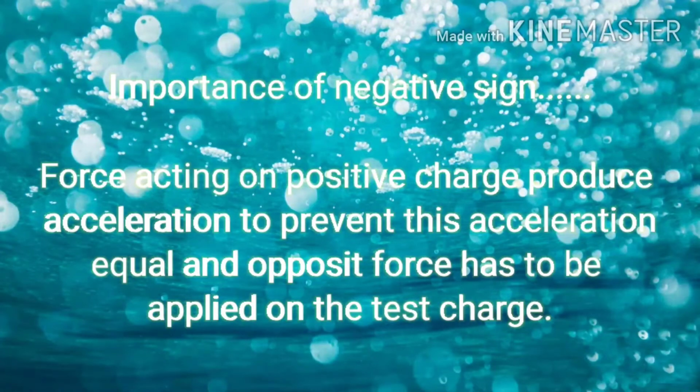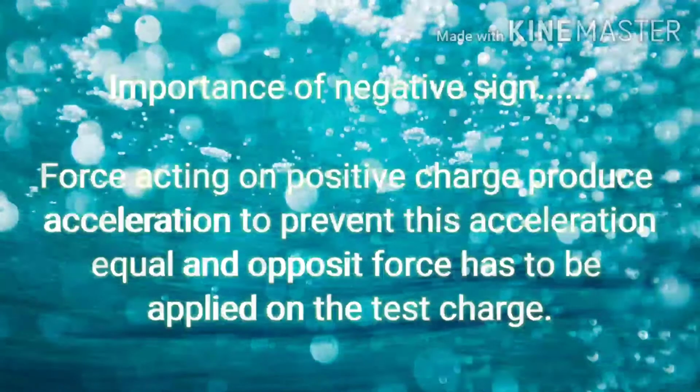Now, the importance of the negative sign. Let Q naught be the test charge in place of the unit positive charge. The force F vector is equal to plus Q naught E vector, which acts on the test charge due to the source charge plus Q. It is radially outward and tends to accelerate the test charge.